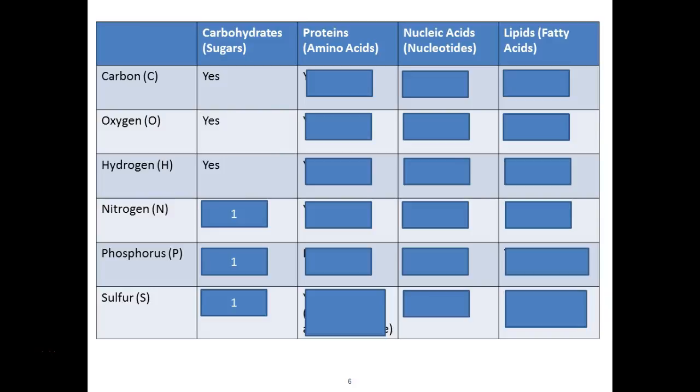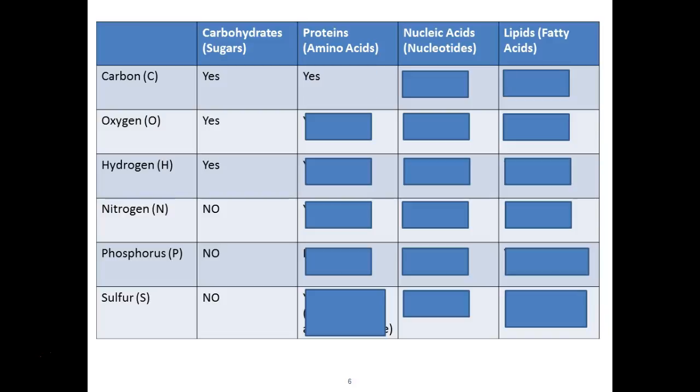That's an easy one. Does it contain any nitrogen, phosphorus, or sulfur? Carbohydrates, sugars, no. Amino acids, do they contain carbon? Better say yes every time when I say carbon, right? Do they contain oxygen? Yep. Do they contain hydrogen? Yep. Do they contain nitrogen? Yep. Do they contain phosphorus? No. Do they contain sulfur?